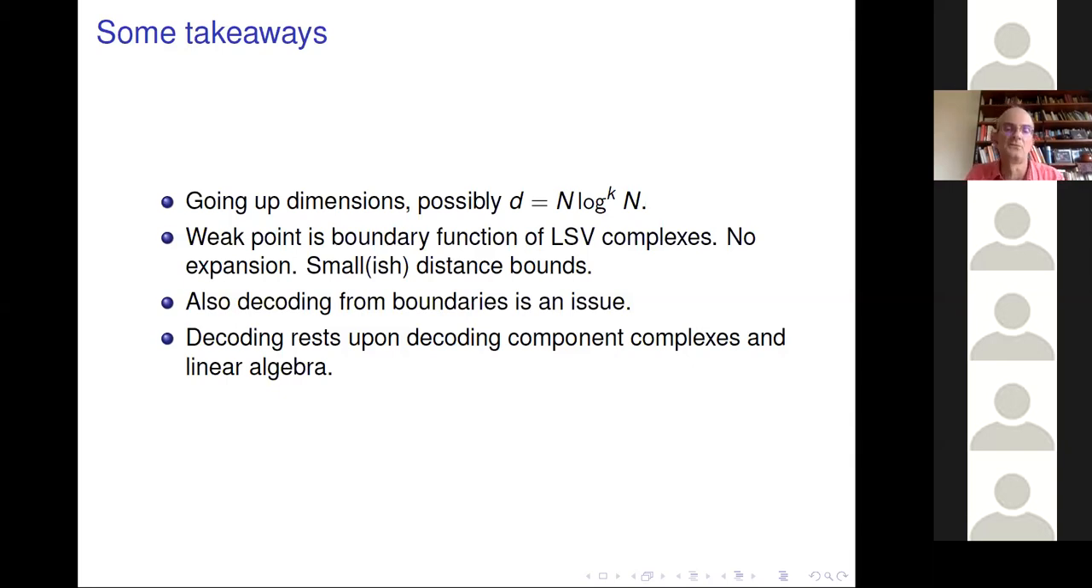And I haven't talked, because I didn't have time, about the complete decoding strategy for the whole quantum code, which comes with this product complex. I'll just mention that it rests upon decoding the component complexes in the way that I've tried to describe, and some linear algebra, which I'm not going to describe. I think it's time for me to stop.